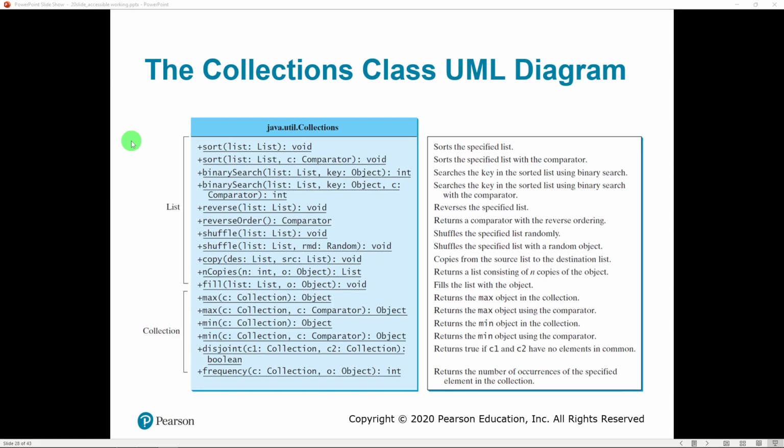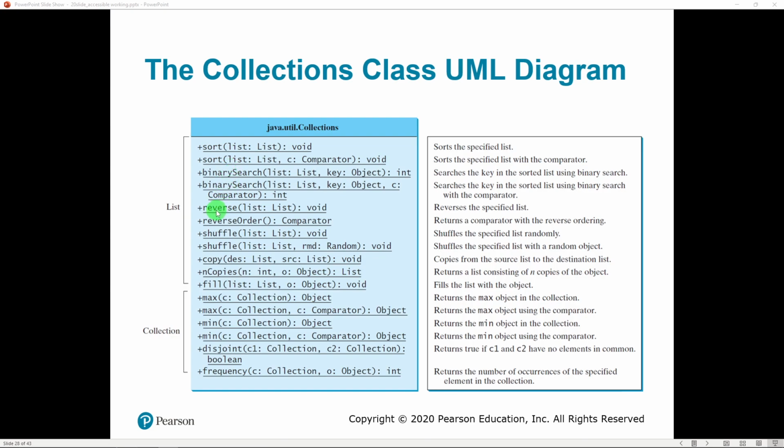Some of the things we might want to do with a collection is sort it. So we can say Collections.sort, and we can pass in a list and it will sort the list for us. We can also do a binary search. Collections.binarySearch will let us pass in a list and it will do a binary search, which we know is very much more efficient than a regular old sequential search.